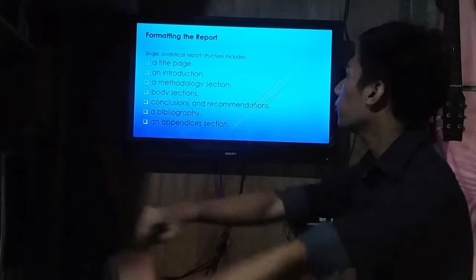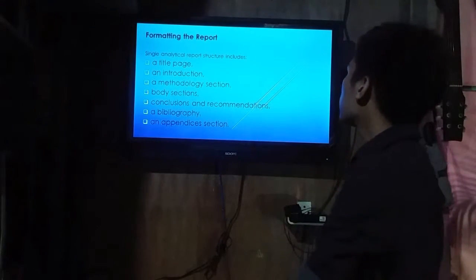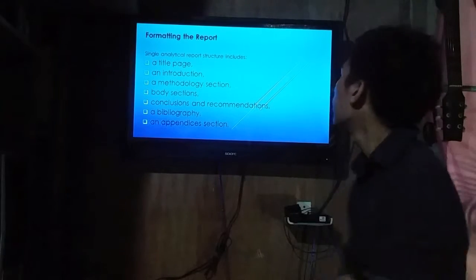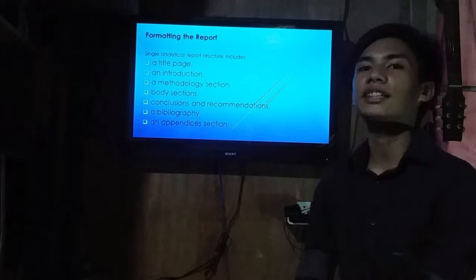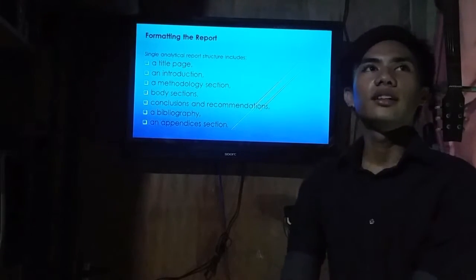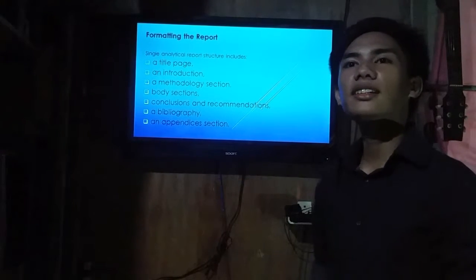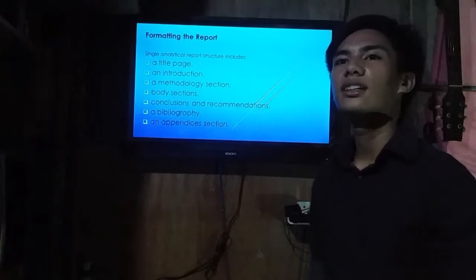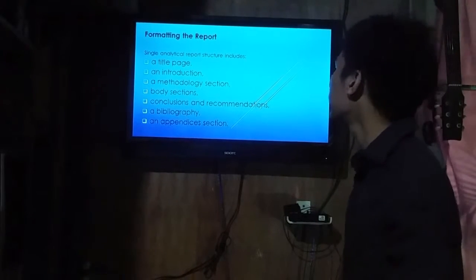This is formatting the report. A single analytical report structure includes a title page. A title page, this is the face of your work. An introduction. This is where the real work starts. This will state the reason why you chose the topic.